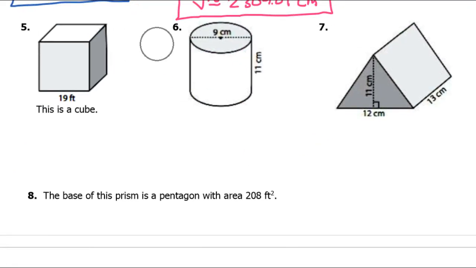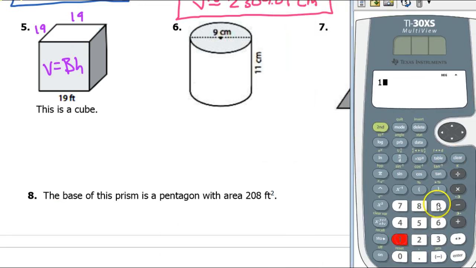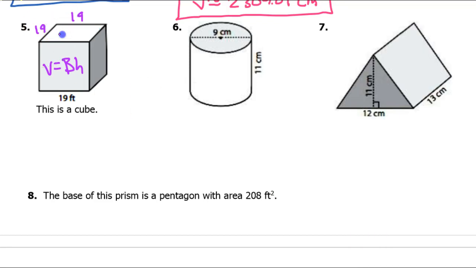Okay, let's go on to number 5. This is a cube. That means all of the edges are going to be 19. So we know that the volume is equal to the area of the base times the height. We could look at this white face as being the base if we wanted to, and that would be 19 by 19. Okay, so 19 times 19, that's going to be the area of the base. 361.